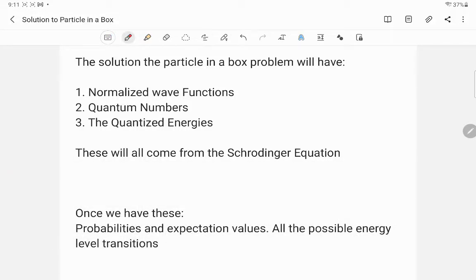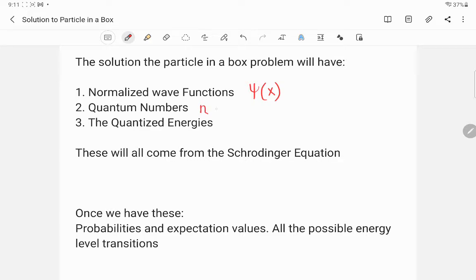So in this lecture video, I'm going to show how to actually solve the particle in a box quantum mechanics problem. And what you're going to see is that while we're solving the particle in a box problem, we're going to gain these things. We're going to gain the wave functions. In this case, they're going to be time independent and only dependent upon one space dimension. There's going to be quantum numbers.